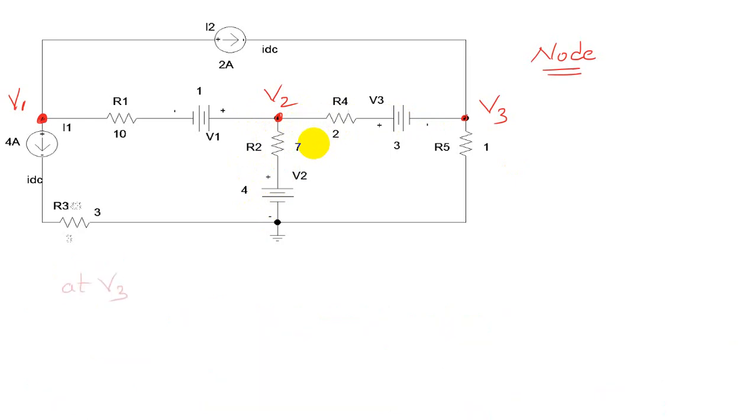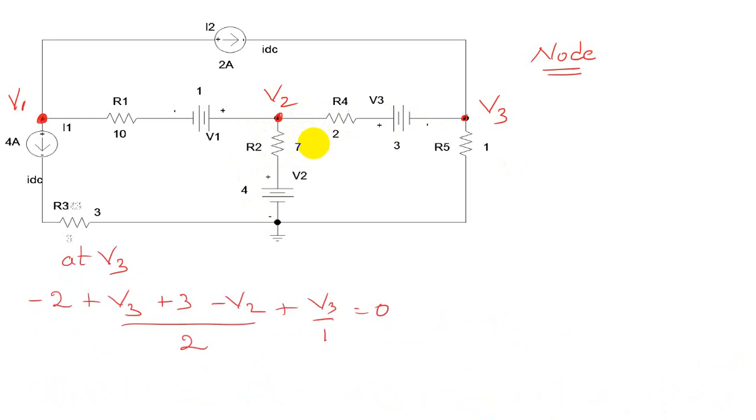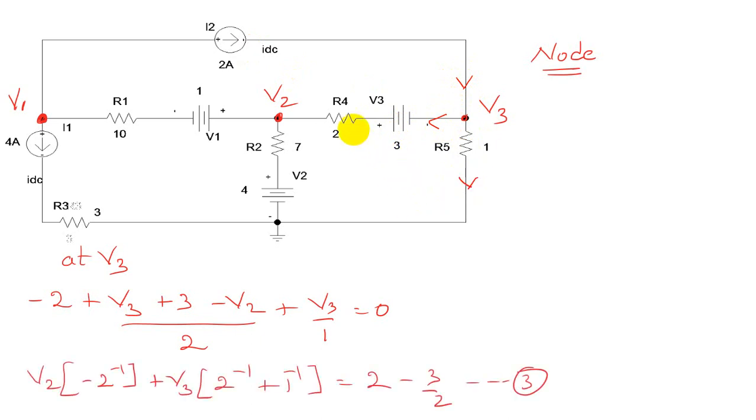Similarly, when we apply at V3, the equation is minus 2, as you can see, 2 amperes entering, we write that as minus 2, and the current going left is (V3 plus 3 minus V2) divided by 2. The current going down is V3 by 1. When you simplify, you have equation 3.